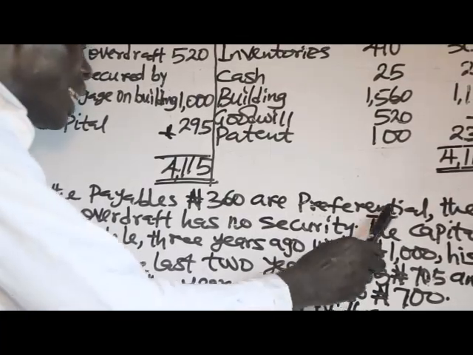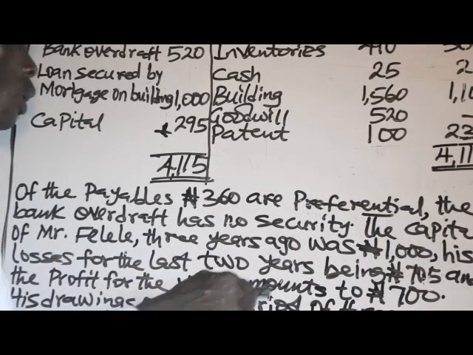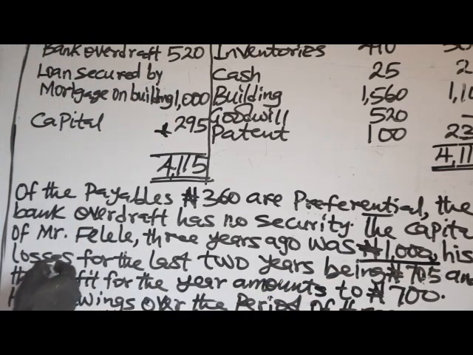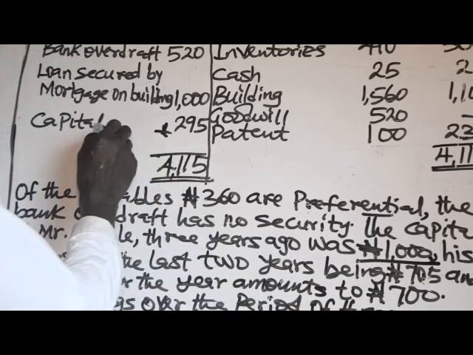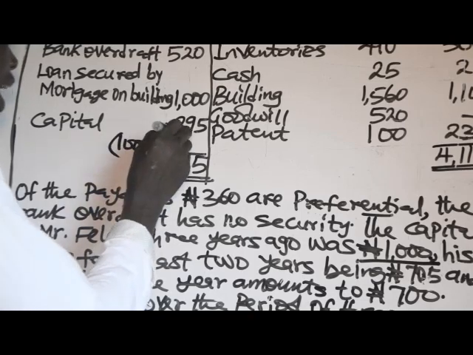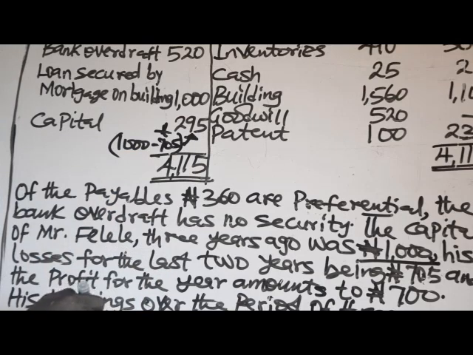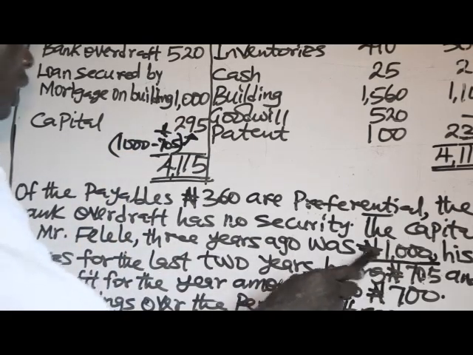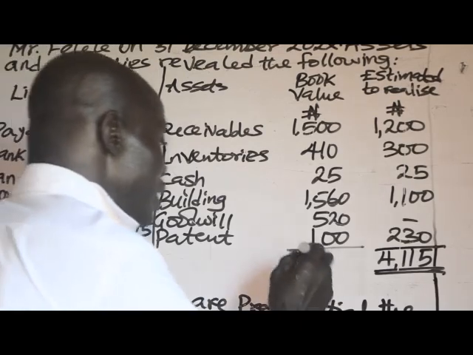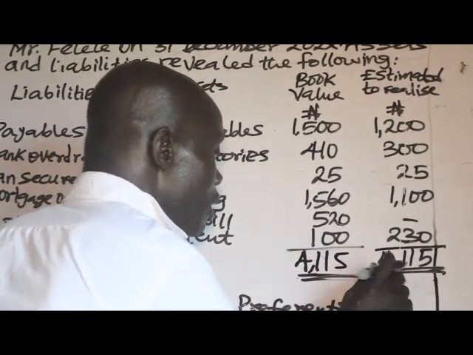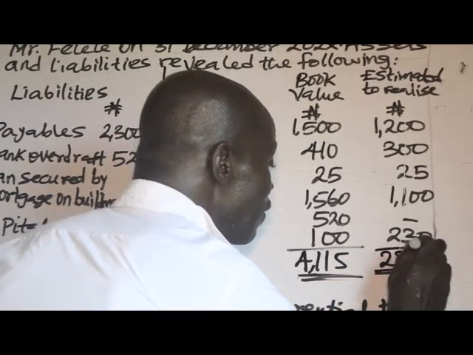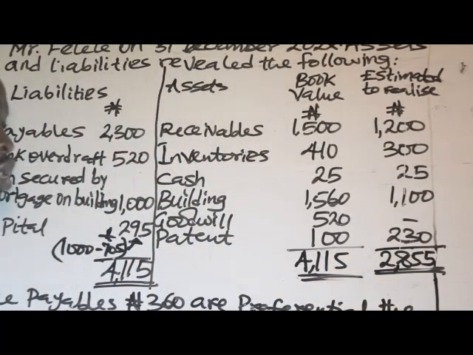If you look at the capital here, we have 295. In the additional information, you were told that the capital of Mr. Felele 3 years ago was 1,000 naira. His losses for the last 2 years being 705. This capital is the difference between the 1,000 3 years ago minus losses of 705. That is how they arrive at the 295. So in case I didn't consider the 295, I may use the amount in the additional information. Correction. The total of the book value of the asset is 4,115, while the total of the realizable value of the asset is 2,855.